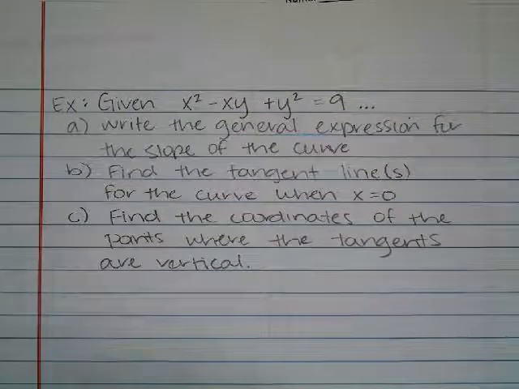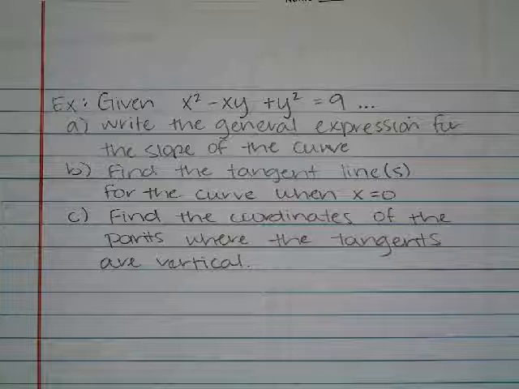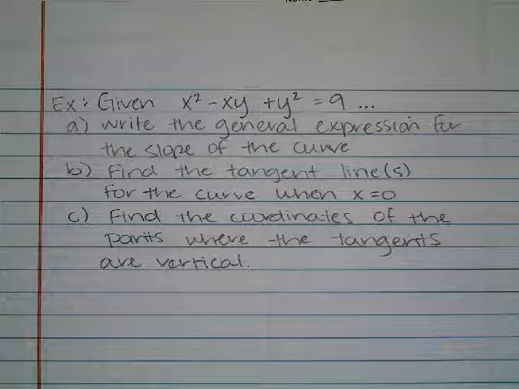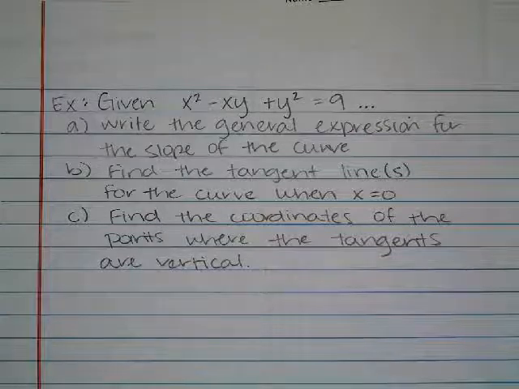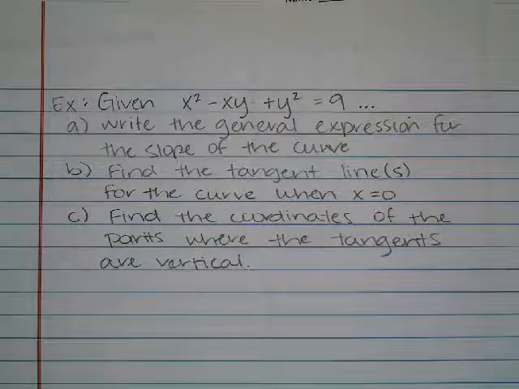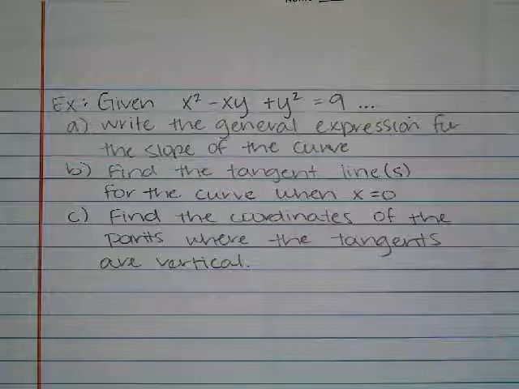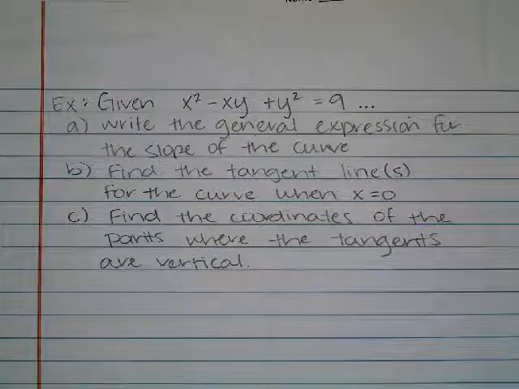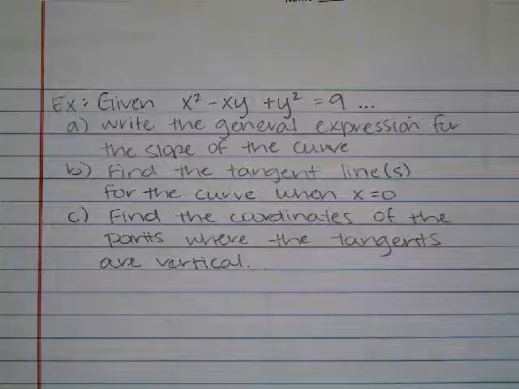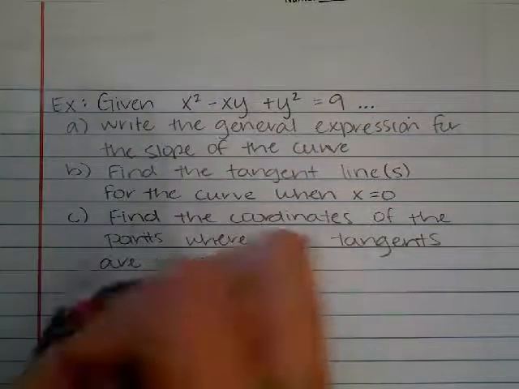All right, write the general expression for the slope of the curve. What should we do? Derivative. When we see that word slope, immediately we should think derivative. And because x and y are mixed together in the problem, we think implicit differentiation. So we're building associations: slope equals derivative, and x and y mixed in the problem means implicit differentiation. Let's go ahead and start doing that.